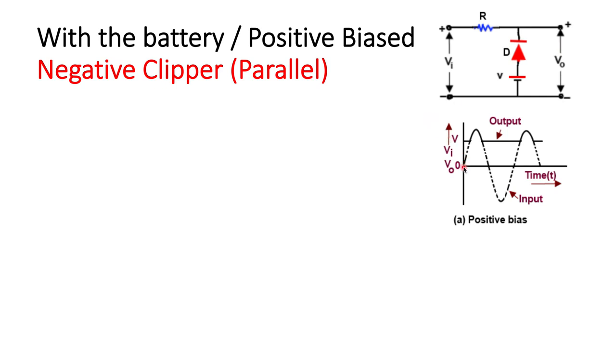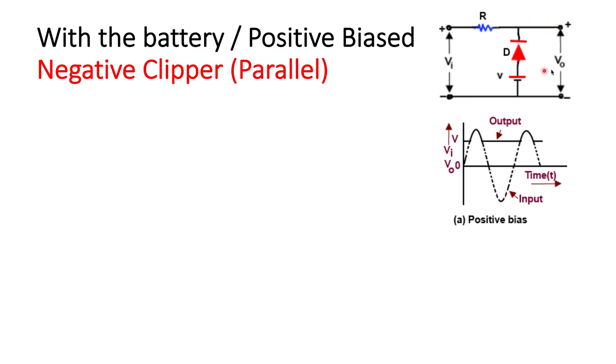Starting from 0 and less than V, this diode will conduct. Let this node be the reference node, so here it will be V, and this diode conducts if and only if the voltage at the cathode of the diode is less than V, it will be conducting.